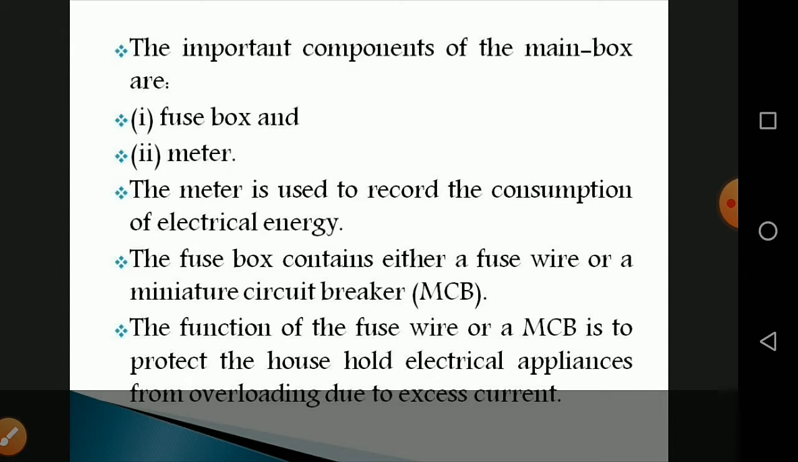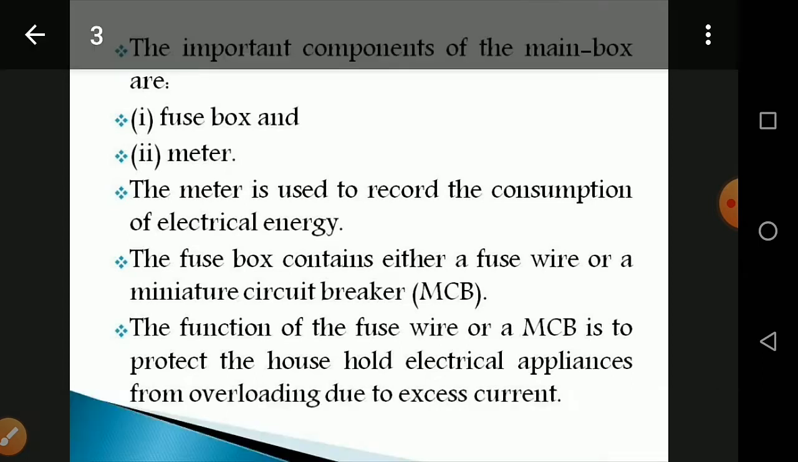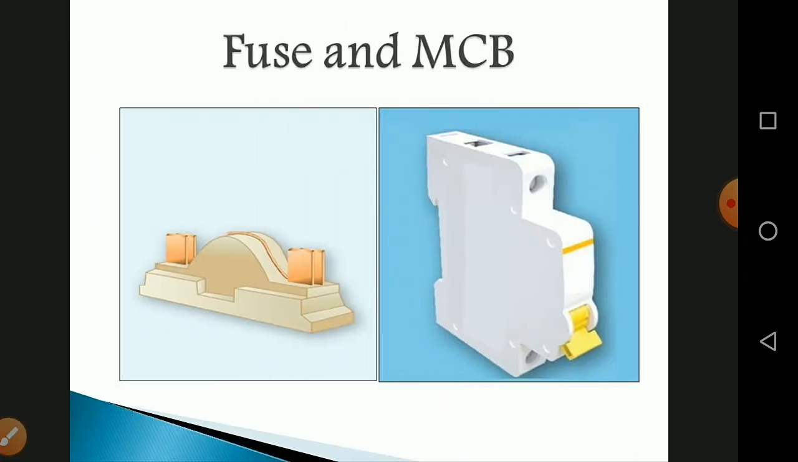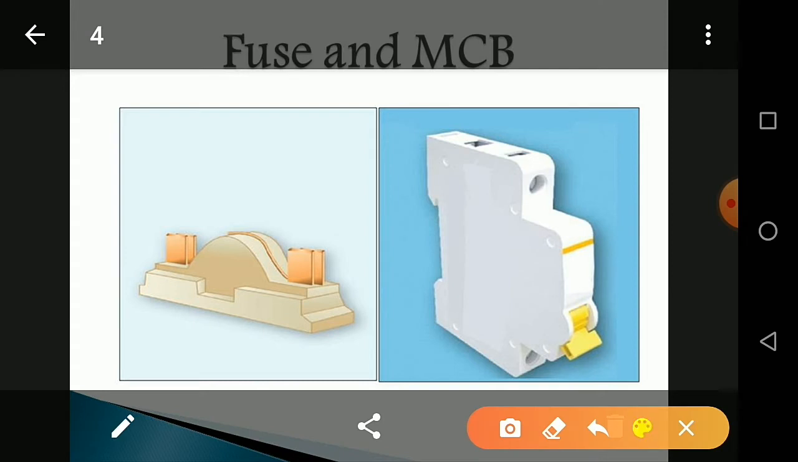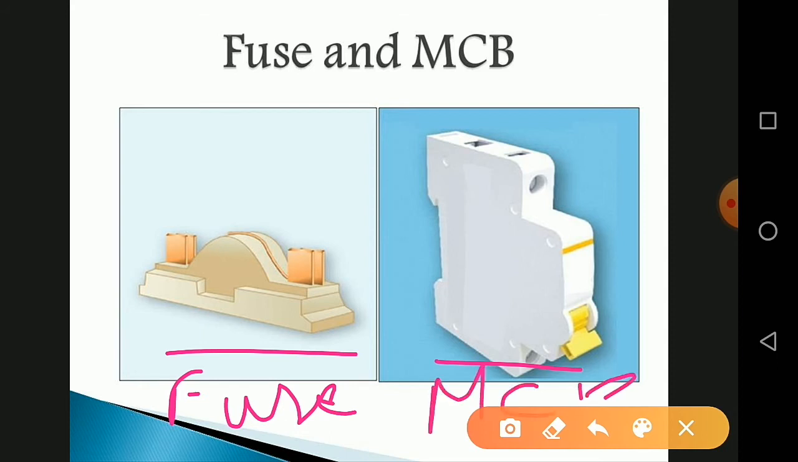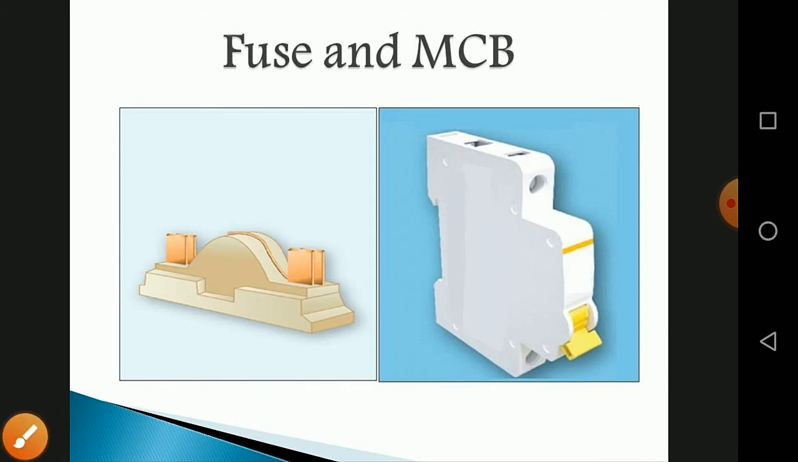Nowadays we use an MCB. In the previous 10 years, we used a fuse carrier, that means a fuse. So nowadays we use an MCB. This is a diagram. The first one is a fuse carrier, that means a fuse, and this one is a miniature circuit breaker, that means MCB.